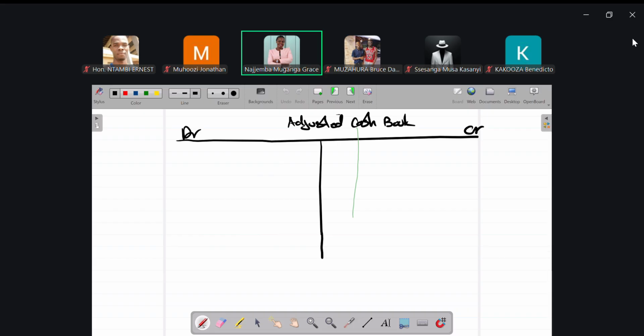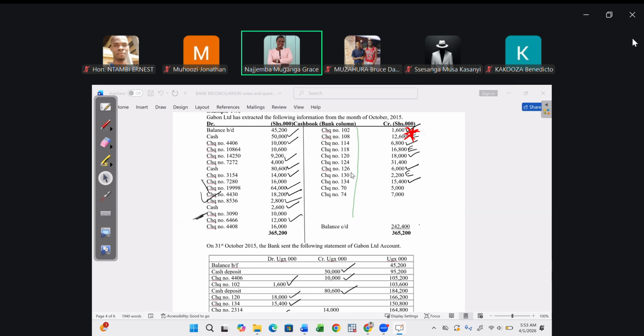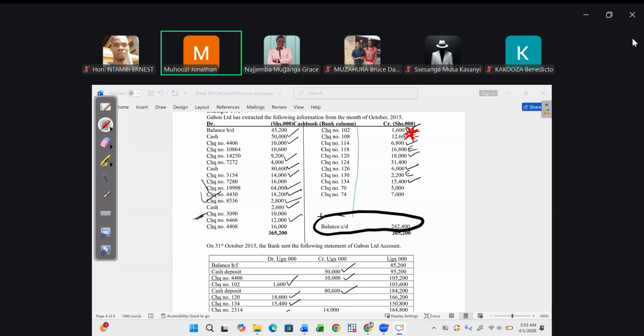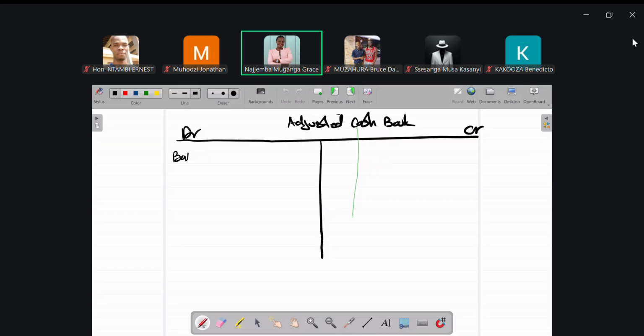Okay. So which balance are we adjusting here? We start off by posting that balance. I think we start with this balance carried down, bring it to the debit side. Yeah. This is the balance we are going to adjust. Closing becomes the opening. Please take note of that.